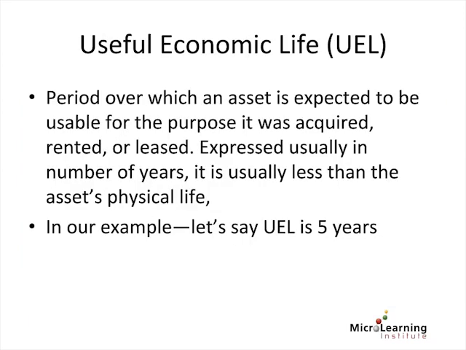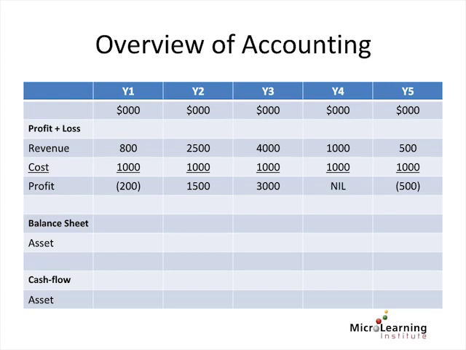Consequently, in order that the financial statements are both true and fair, financial accounts aim to reflect the cost of the asset over the period during which the company derives economic benefit from the asset. This period is referred to as the useful economic life. In our example, let's say that the useful economic life is 5 years. In order that the financial statements are true and fair, the company recognizes the cost of the asset over the useful economic life of the asset.